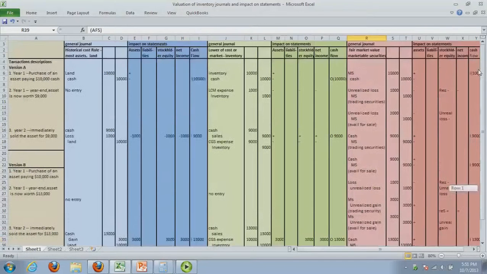So this concludes our comparison of historical cost, lower of cost or market, and fair market value.